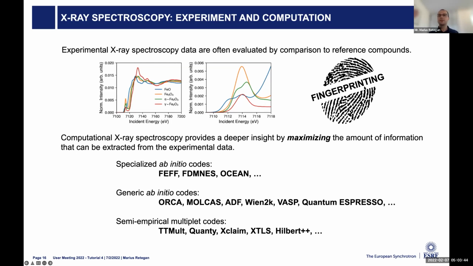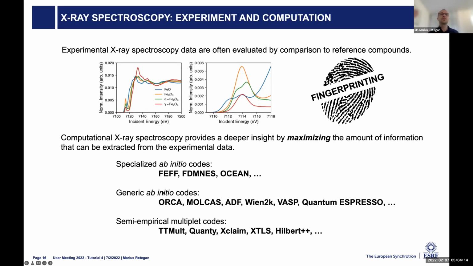Now, the other way to go about this problem is to use theoretical calculations to do this type of analysis, to understand something about your sample. There are quite a few codes that you can use to do these theoretical calculations. You have specialized ab initio codes, like one that maybe you know, FDMNES, which is developed by Yves Joly here in Grenoble.